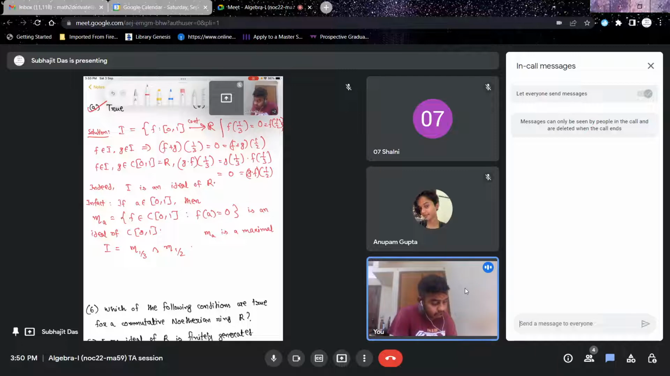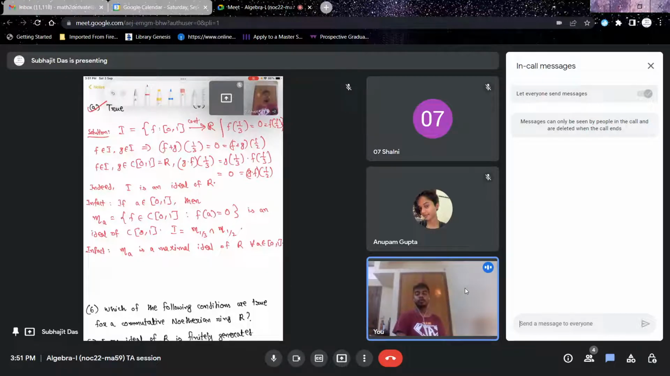So how should I write, or where should I write? Let me just write it here. I is m_{1/3} intersection m_{1/2}. Now, in fact, m_a is a maximal ideal of R for all a in [0,1].